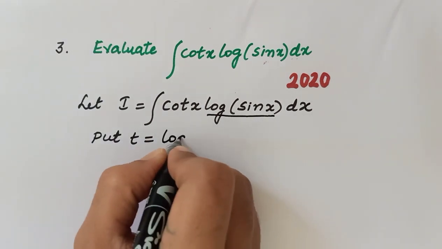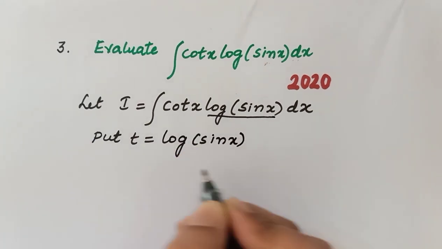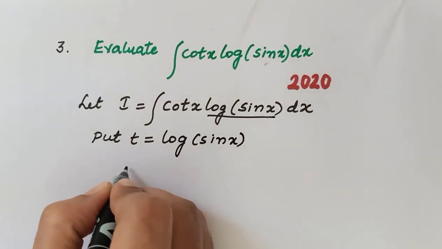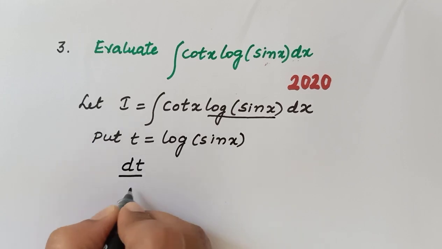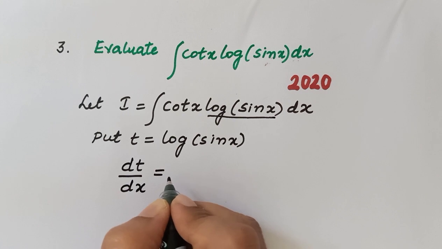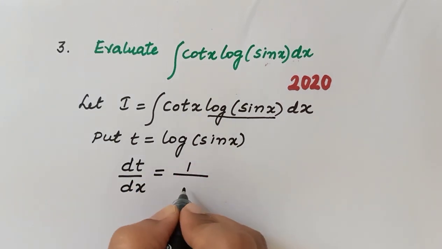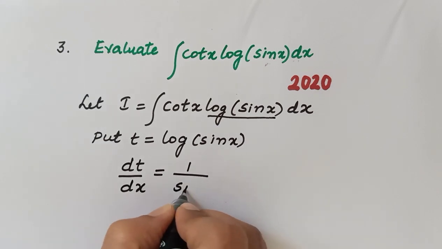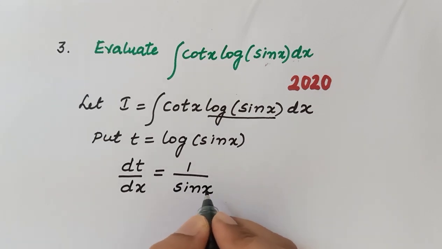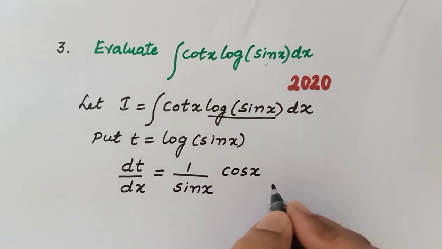Put t is equal to log of sin x. Now differentiate this t with respect to x. dt by dx is now equal to 1 by, what is log of x? It is 1 by x. So log of sin x gives 1 by sin x, and again the differentiation of this sin x is cos x.